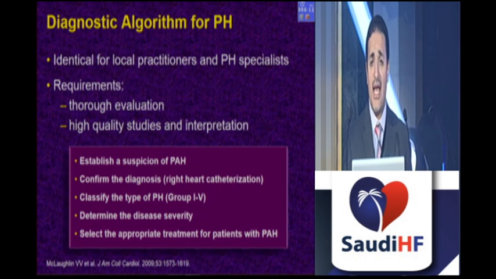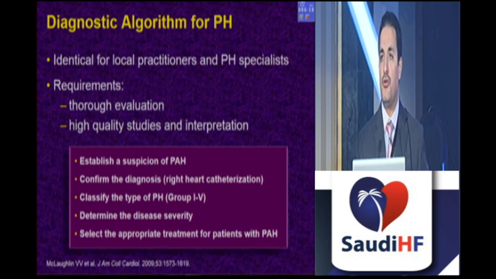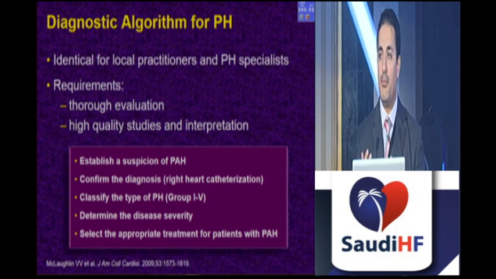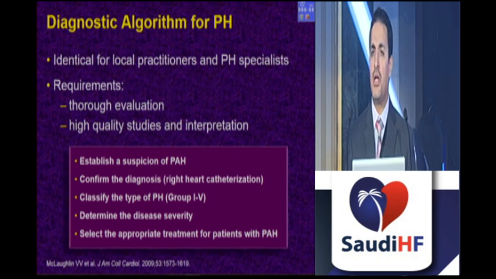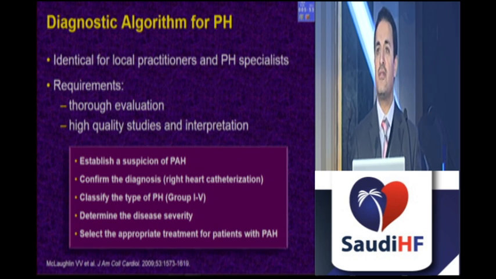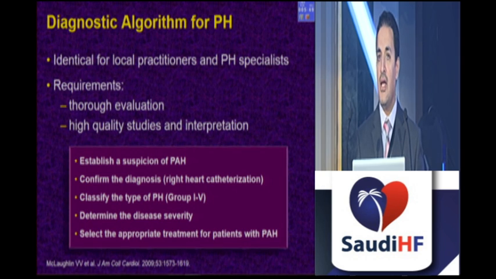The diagnostic algorithm is really the same whether you're a pulmonary hypertension expert or not an expert. What is important when you're diagnosing people with pulmonary hypertension is whether or not you do follow through by doing all the necessary tests from the beginning to the end to establish the diagnosis of pulmonary arterial hypertension definitively and start treatment at the right time before it's too late.